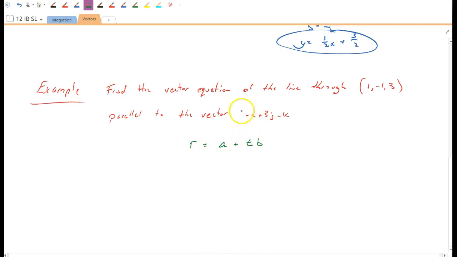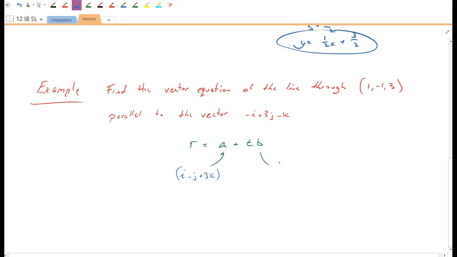Now a straight away is just a known point, its position vector, 1, minus 1, 3, so we can put that in straight away. So this value here, well, we can write that in vector form as i minus j plus 3k. That goes in for my known vector.